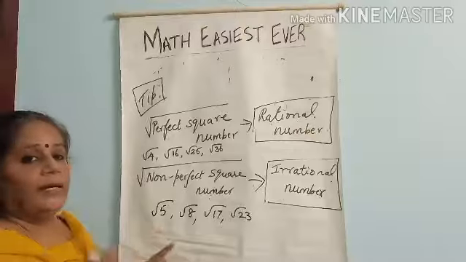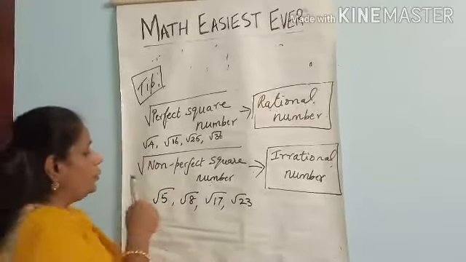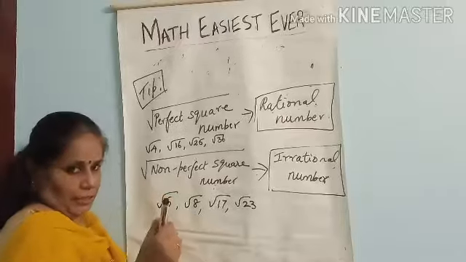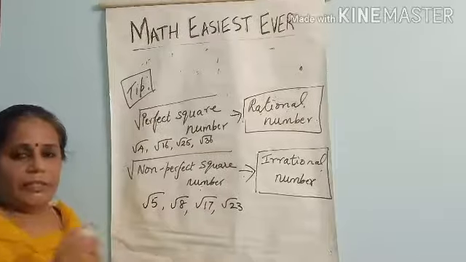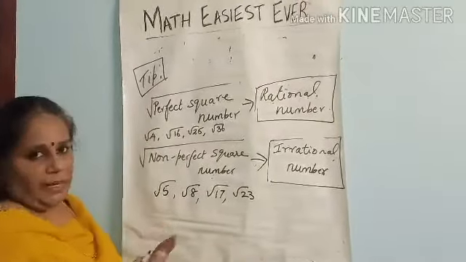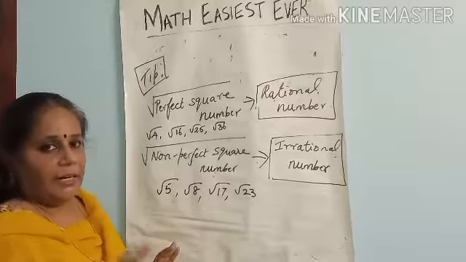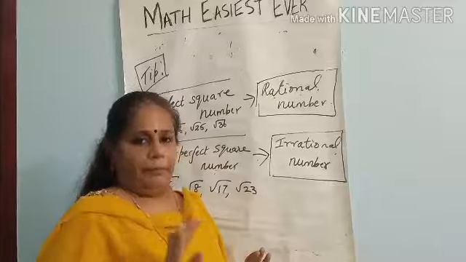So rational and irrational numbers, hope it's clear for you. And you will be learning in your higher class, that means in the 10th standard, how to prove that root 2 is irrational, root 3 is irrational, root 5 is irrational. That proof is there in 10th standard. Now you just have an understanding of what an irrational number is: a number which cannot be represented in the form of P by Q.